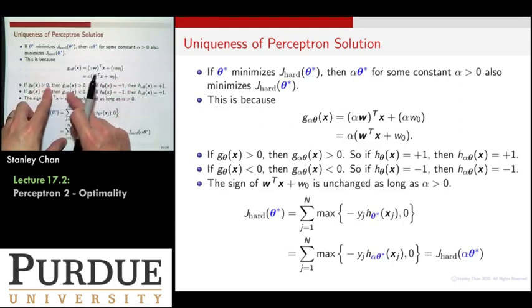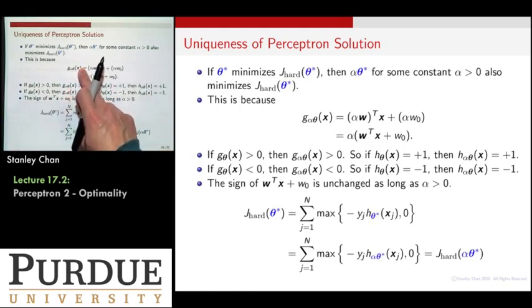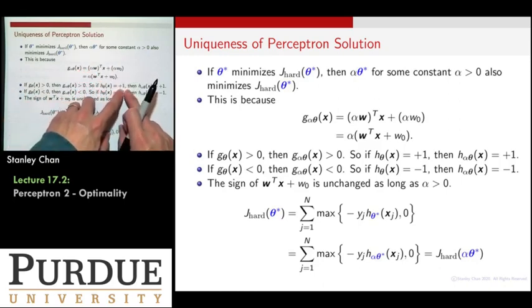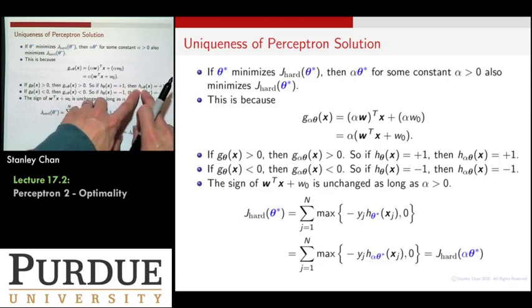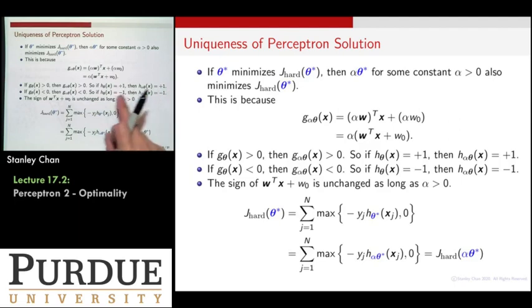And so if G is positive, and therefore this will also be positive because it's not doing anything but just scaling this number up. And therefore, if your decision is positive 1, then even if you put an alpha times theta, it is also plus 1. So it's not going to change your decision. And therefore, what will happen is this.